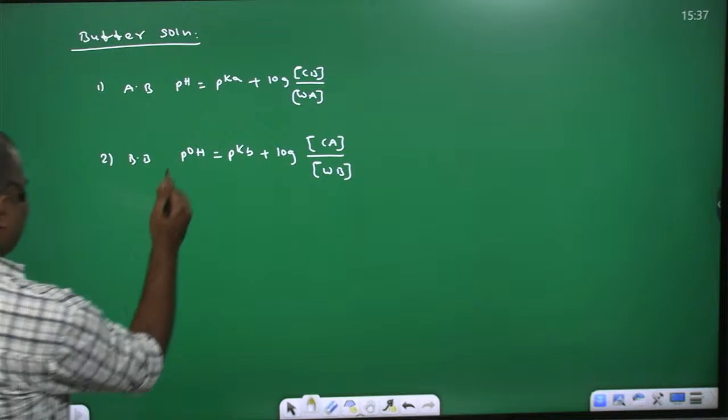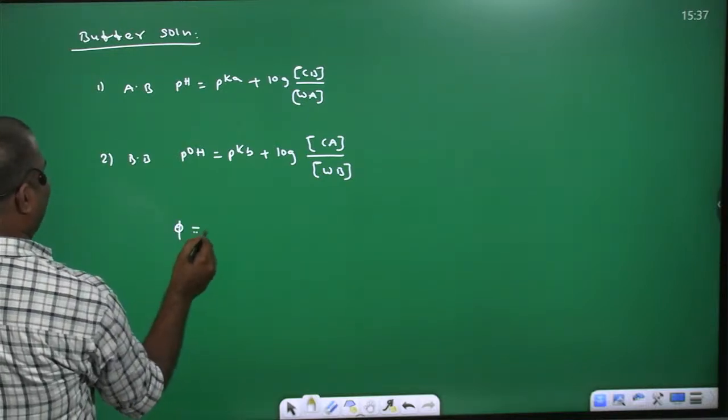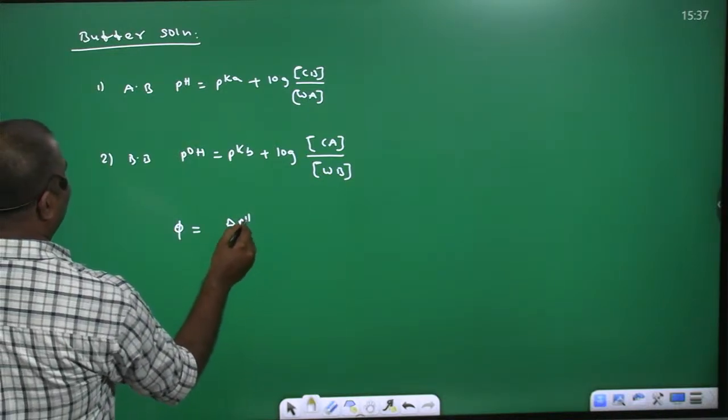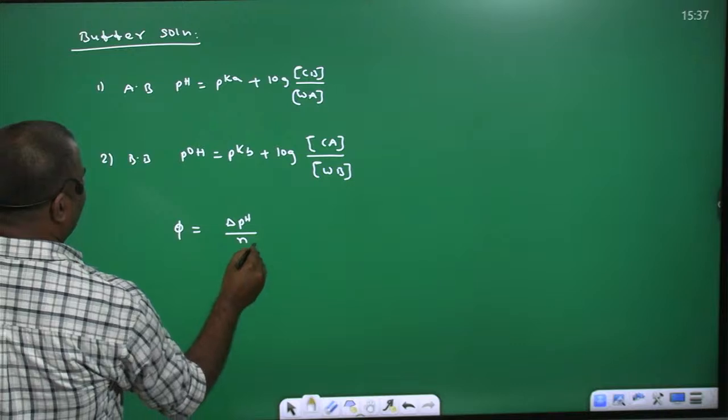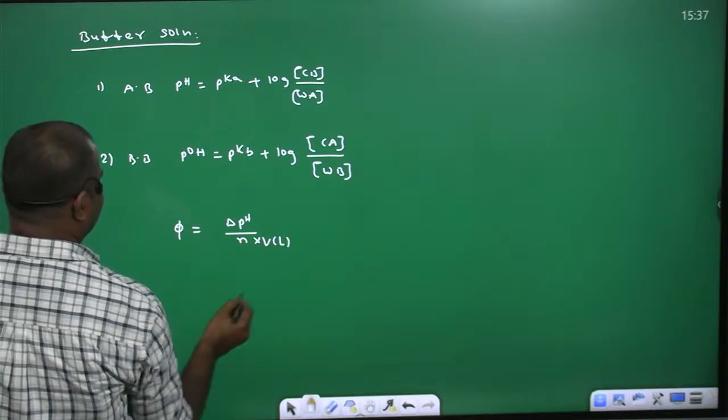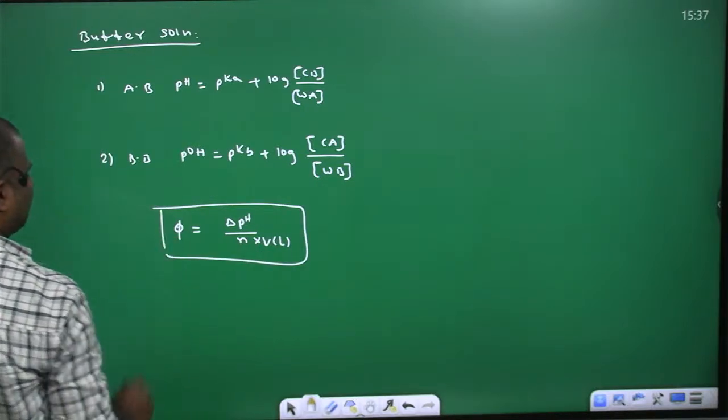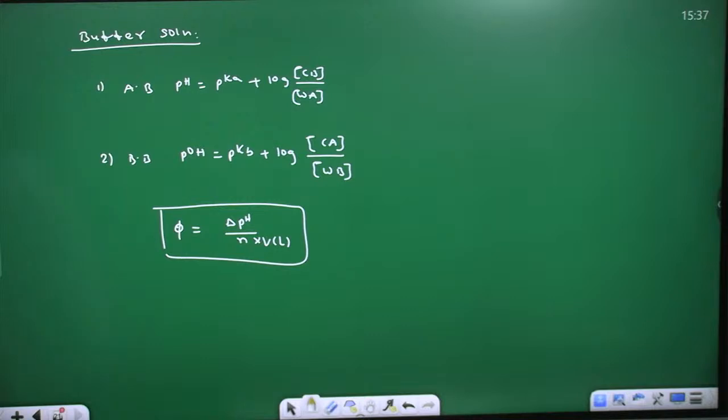If you need to find buffer capacity, it is denoted by pi, which is delta pH by n into volume in liters. Pi is called buffer capacity.